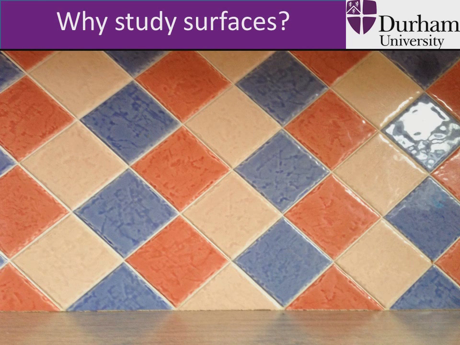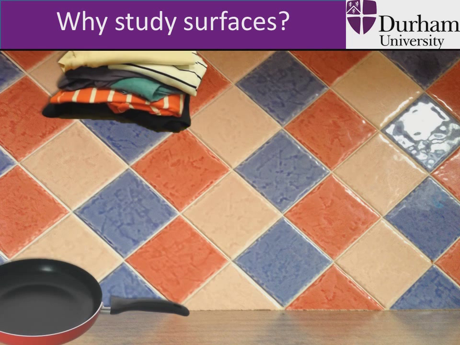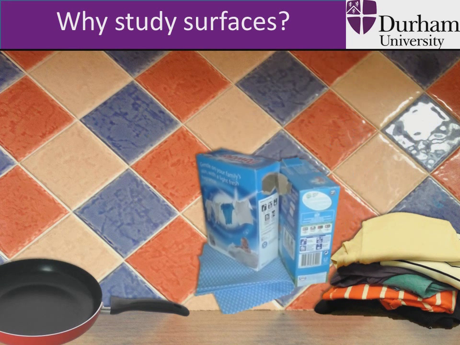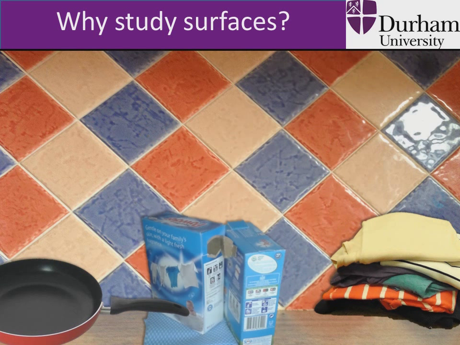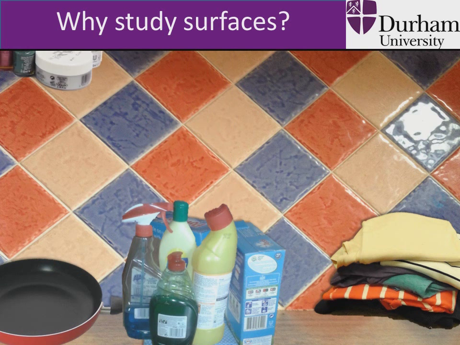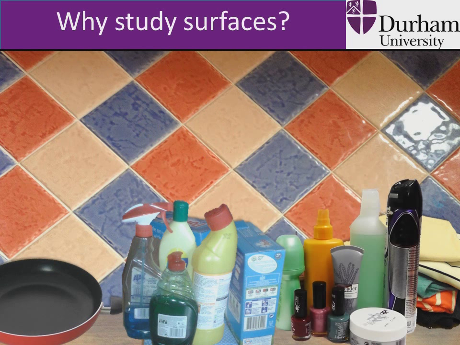Surface chemistry is everywhere. In the home, from the kitchen to the bathroom, so many of the products we use every day are related to surface science. From the surfaces of frying pans, soaps, washing powders, even the clothes we wear, all of these have gone through complex chemical processes to make them have the correct surface chemistries.